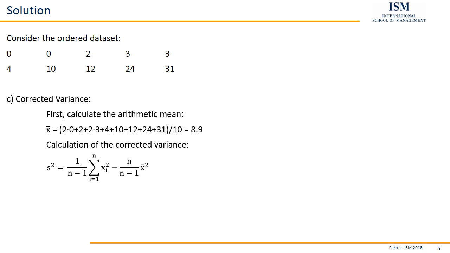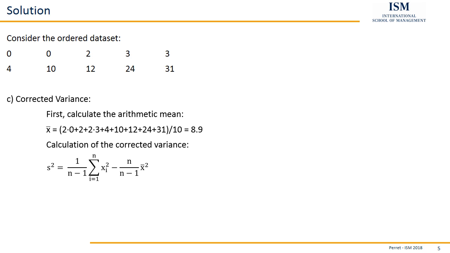At first look this might seem relatively complex, which however it isn't. You just take all the different values of the data set and square them, add the squared values up, and divide this by n minus 1, so the number of observations minus 1. So here we divide this by 9.